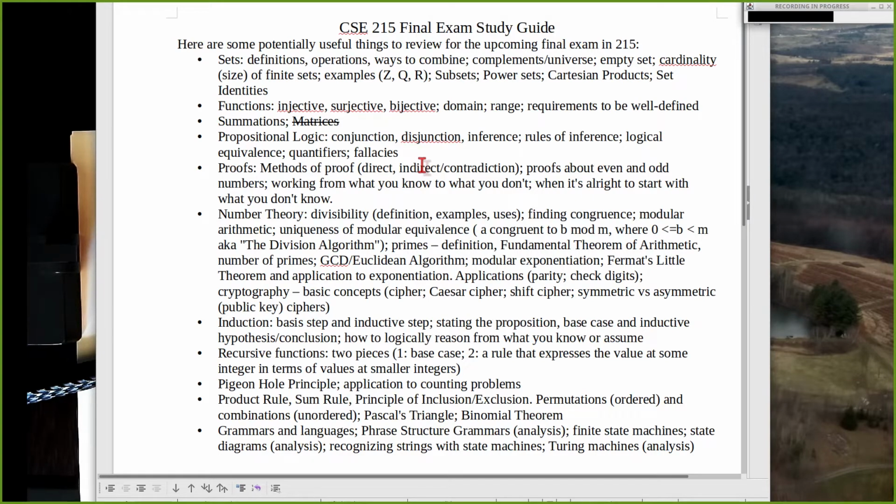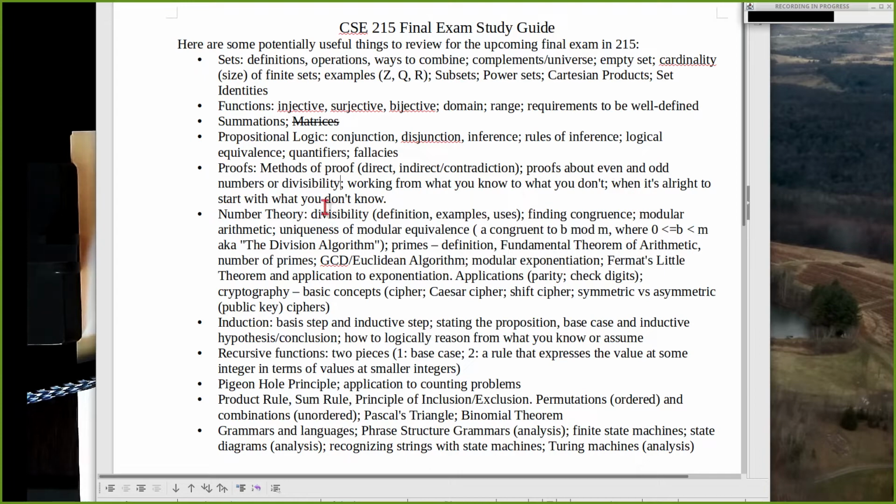All right, proofs about even, odd numbers, good fodder for proof questions on exams. Also divisibility. So proofs about even and odd numbers, or divisibility. And the idea to keep in mind with proofs is, start with what you know and work to what you don't yet know but you're trying to show.